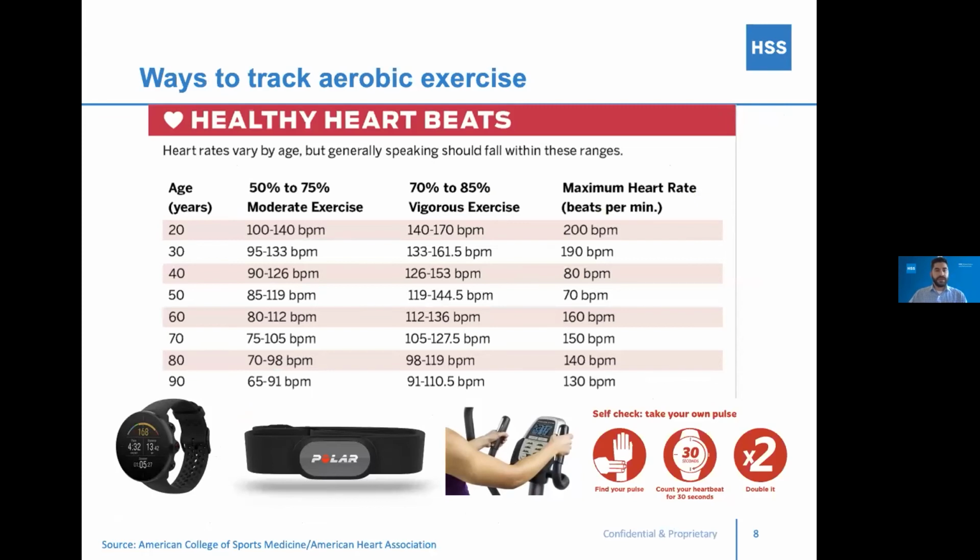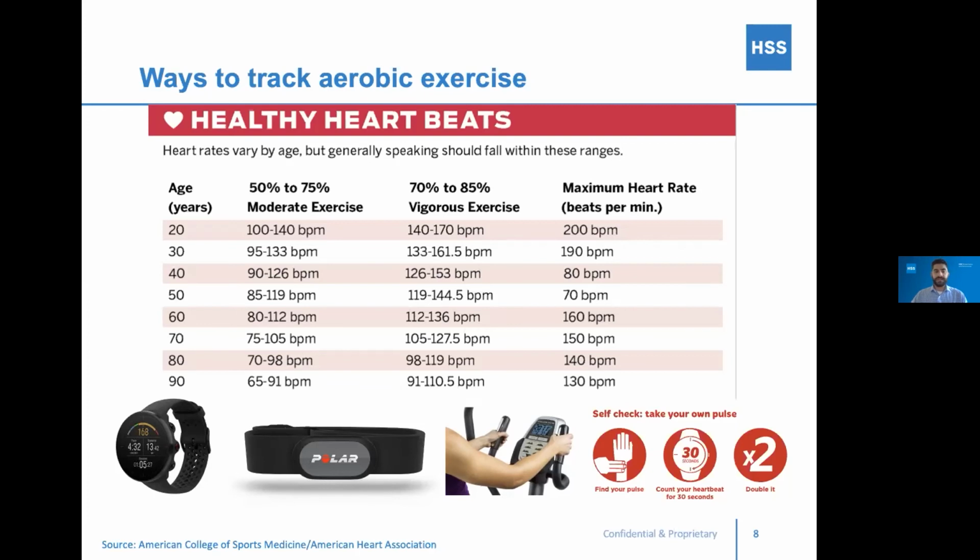So the way to actually track aerobic activity. The way I look at it is if you're going to spend the time and you want to exercise, you want to make sure you are meeting these recommendations. So moderate exercise would be 50 to 75% of your maximum heart rate. Something to be considered vigorous would be 70 to 85% of your maximum heart rate. So in order to calculate maximum heart rate, you take 220 and minus your age.